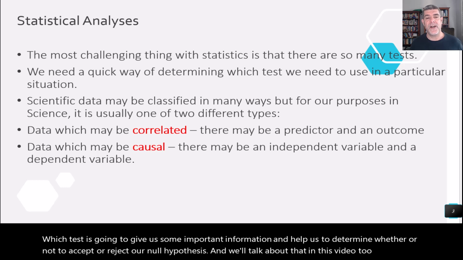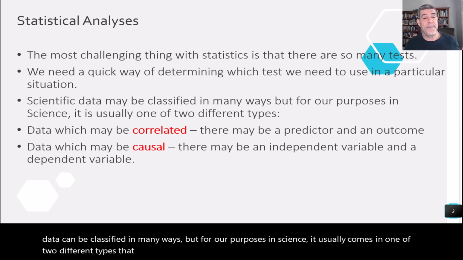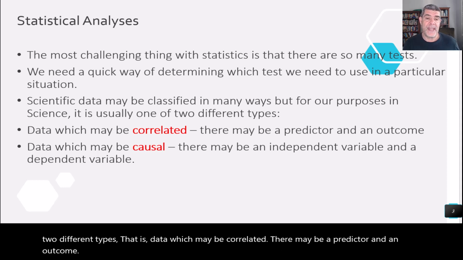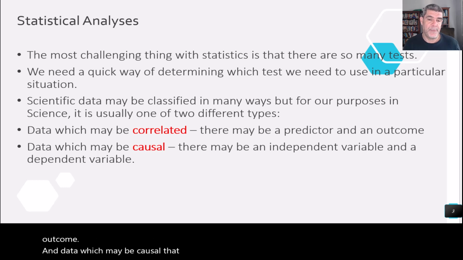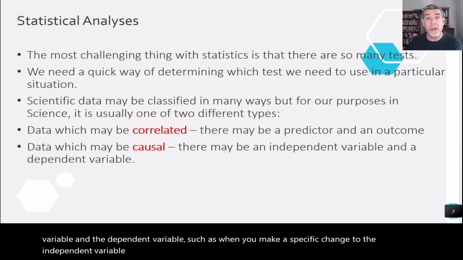Scientific data can be classified in many ways, but for our purposes in science, it usually comes in one of two different types. That is, data which may be correlated, where there may be a predictor and an outcome, and data which may be causal. That is, there's a direct relationship between the independent variable and the dependent variable, such as when you make a specific change to the independent variable, it causes a consequent change to the dependent variable.